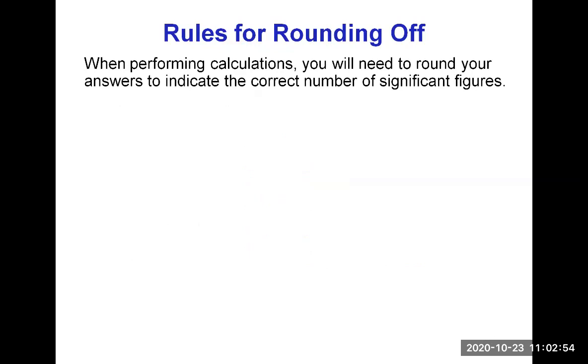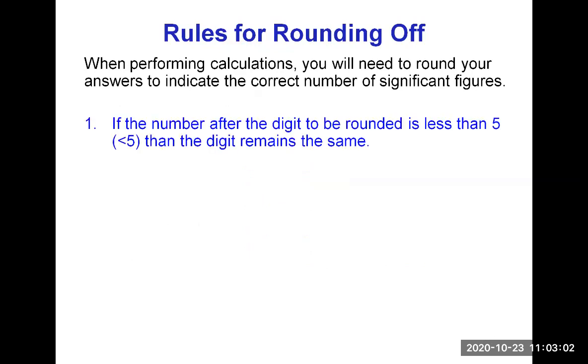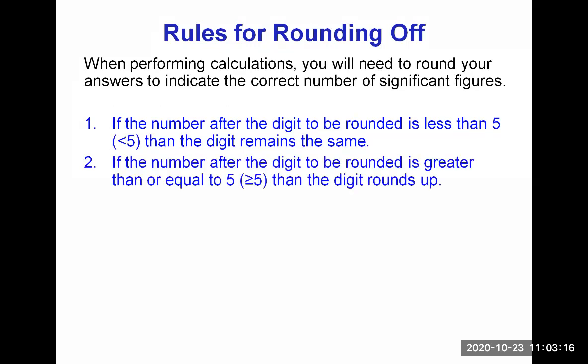So when performing calculations, you will need to round your answers to indicate the correct number of significant figures. And there are two rules. If the number after the digit to be rounded, so you look only at the digit that is after the one to be rounded, is less than 5, then the digit remains the same. And if the number after the digit to be rounded is greater than or equal to 5, then the digit will have to be rounded up. And it is important that you understand, you only look at the one digit after. That's it, you don't look further.